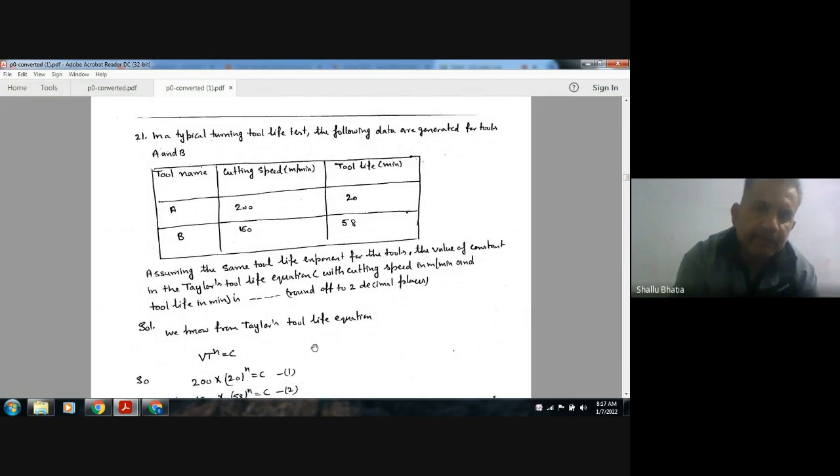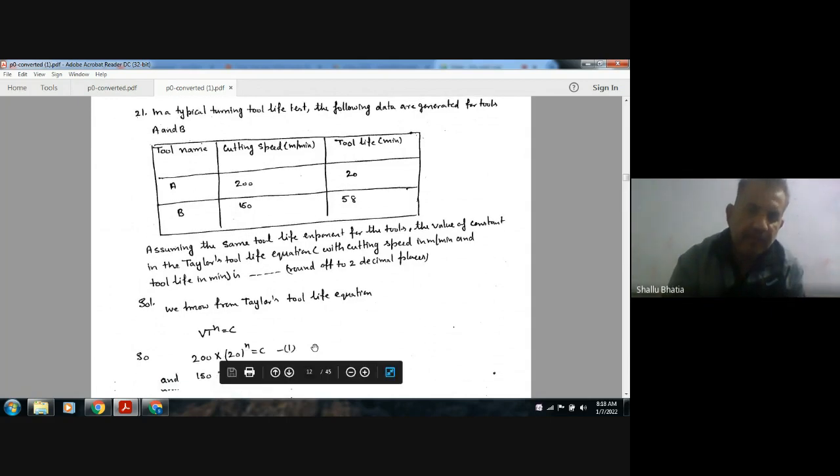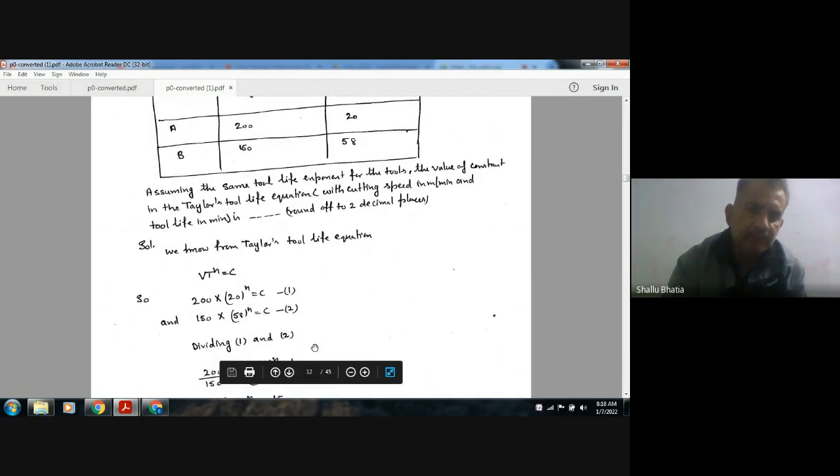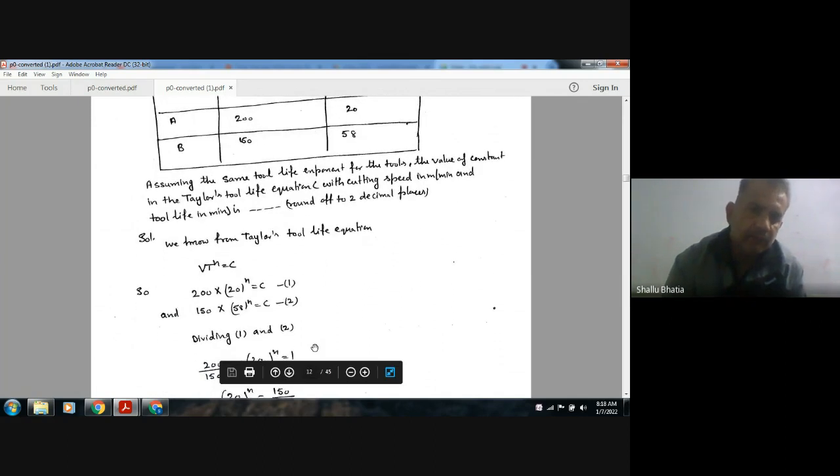Next, in a typical turning tool life test, the following data are generated for tools A and B. Tool A and B: cutting speed 200 and 150, tool life 20 and 50. Assuming the same exponent and constant for the tools, the value of the constant in Taylor's tool life equation, with cutting speed in meters per minute and tool life in minutes, is dash, rounded off to 2 decimals.